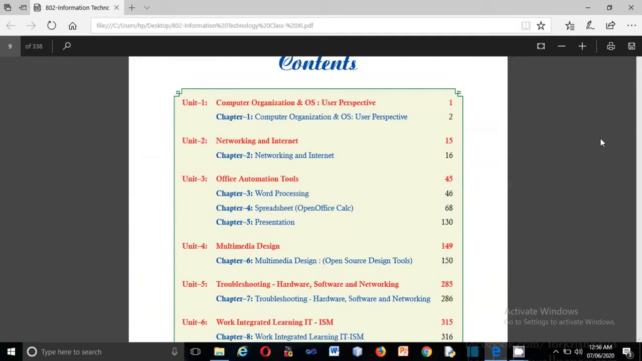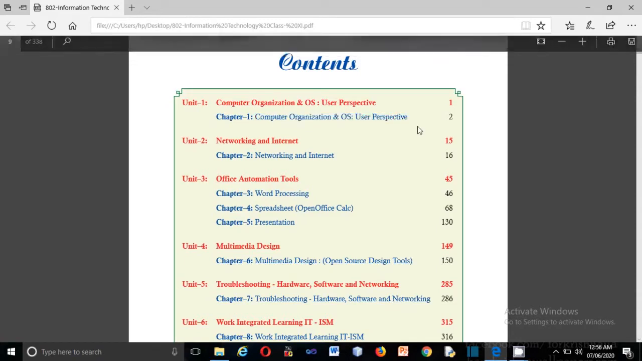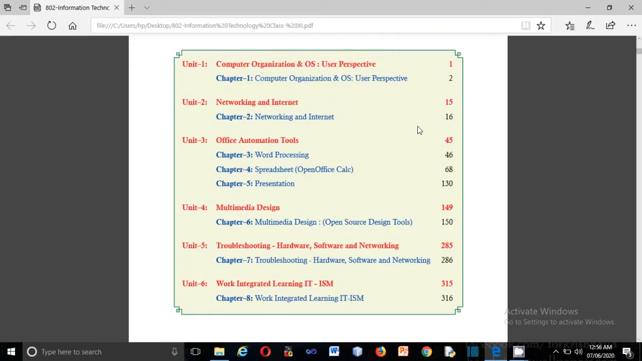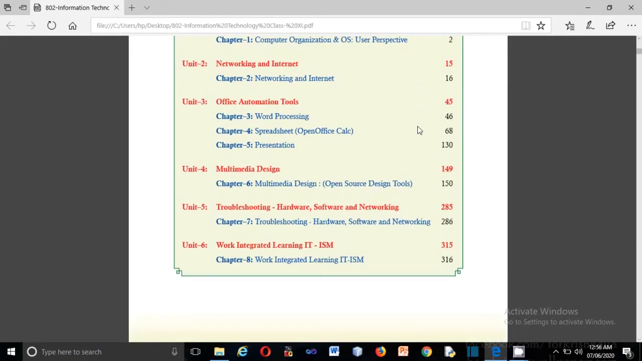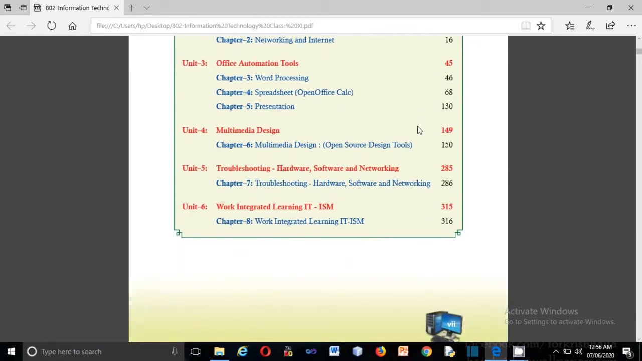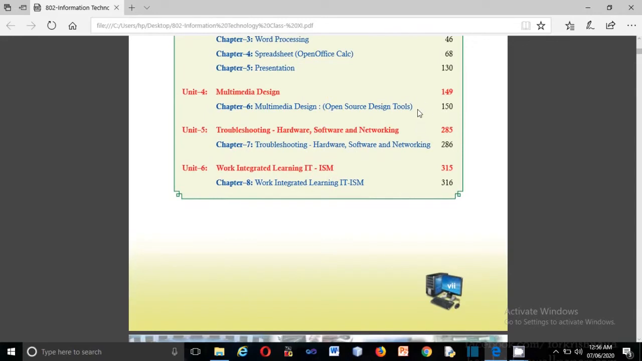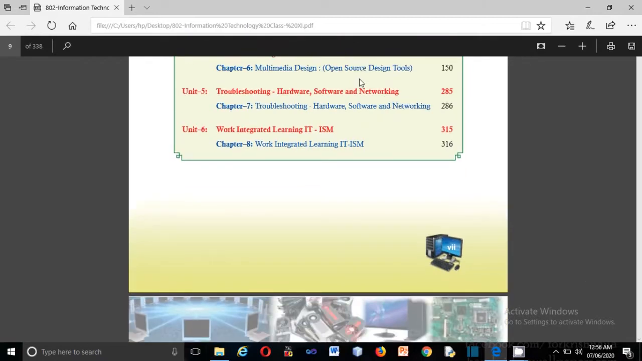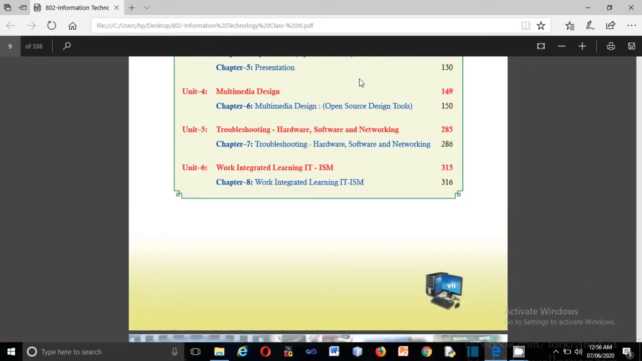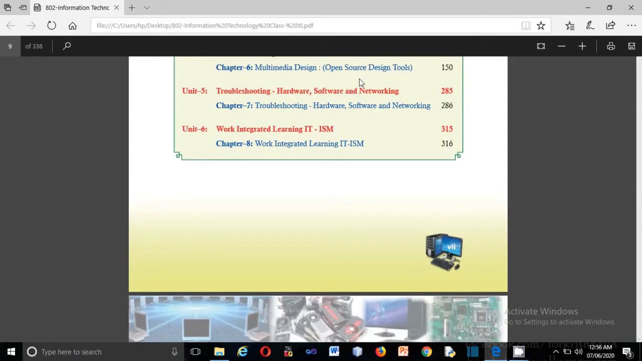These are all the units and chapters which are in our syllabus, and this is our first chapter which we are going to discuss today, the computer organization and operating system user perspective. And after that we have the networks and internets, and we have to learn about the office automation tools which you already have learned in your ninth and 10th class, and the multimedia design in which we are going to edit the photographs like you use Photoshop and many other tools also. But in this we will discuss the GIMP software tool.